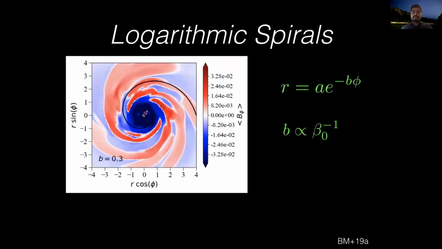Now, if we try to fit these spiral structures, we can actually fit them with a logarithmic spiral. And what we find is that the pitch angle of this spiral is inversely proportional to initial beta. On the left-hand side plot, you are seeing, again, this slice for the phi component of magnetic field, and this black curve is a fit with, say, B of 0.3.